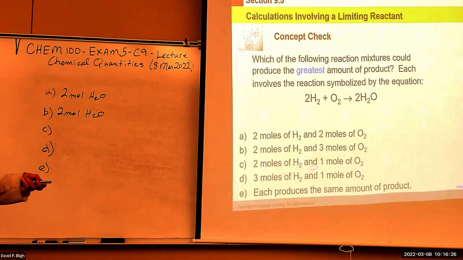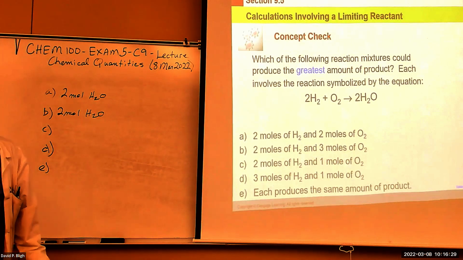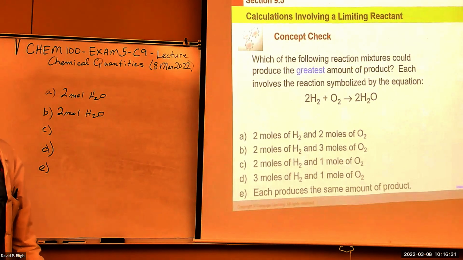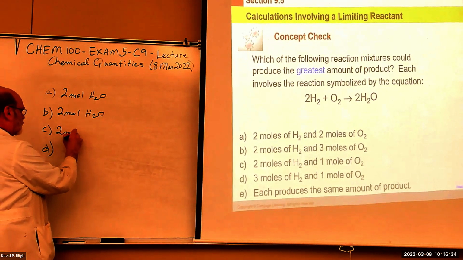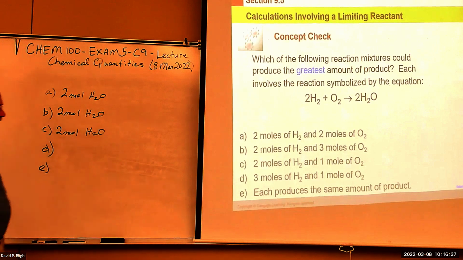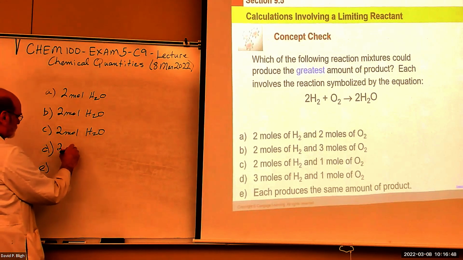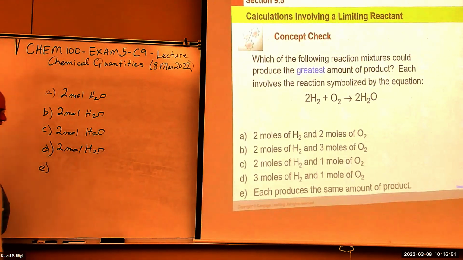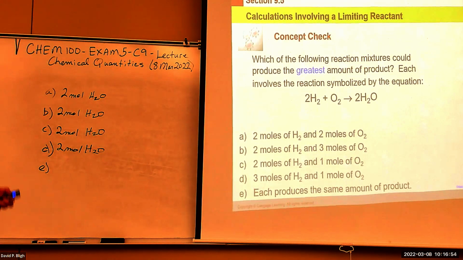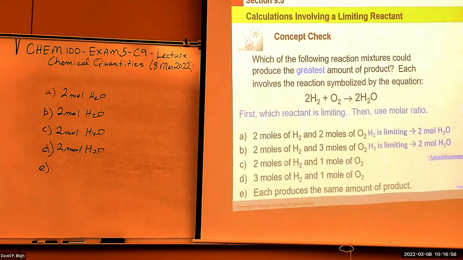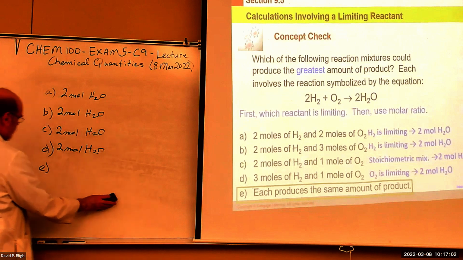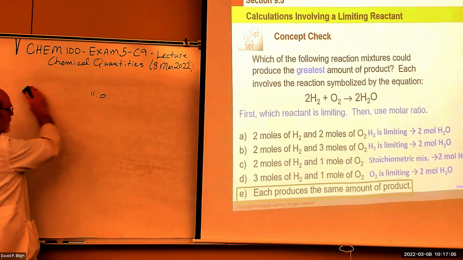How about 2 moles of hydrogen and 1 mole of oxygen? What is that? Stoichiometric mixture. 2 moles. 3 moles of hydrogen and 1 mole of oxygen. Now, you got too much hydrogen. So 1 mole of oxygen produces 2 moles of water. And each produces the same amount. There is your answer. Each situation produces the same amount of product, theoretically.